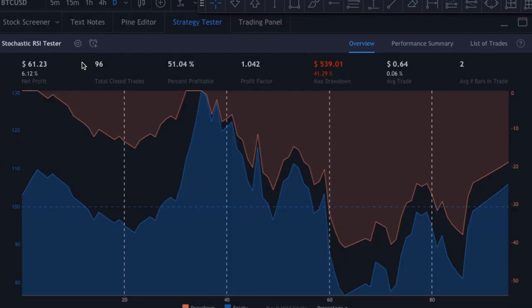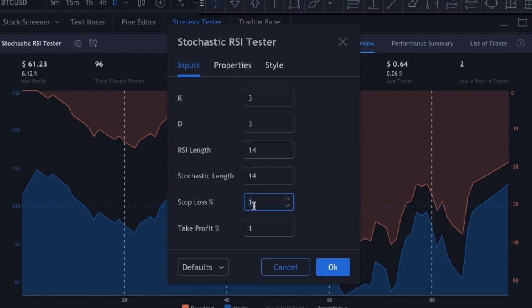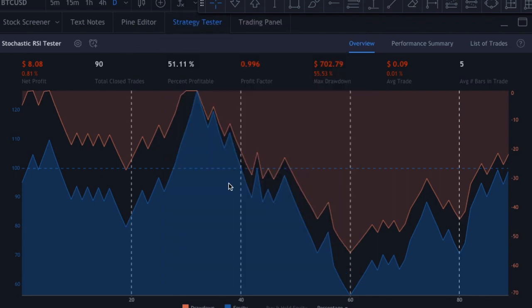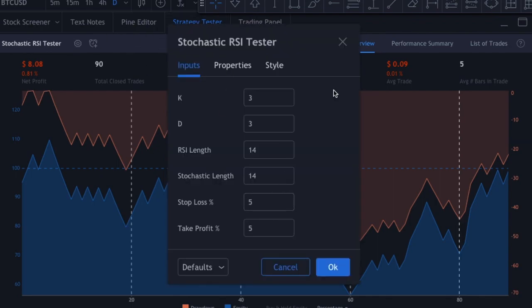So we would only be up 6%, compared to 26% in our last test. And with our stop loss and take profit moved to 5%, we're actually down 0.81%.